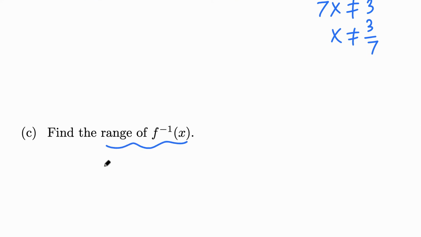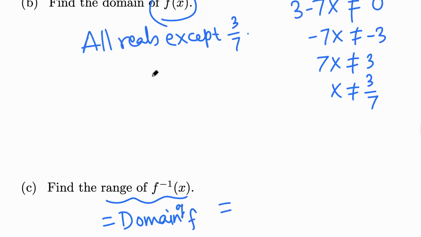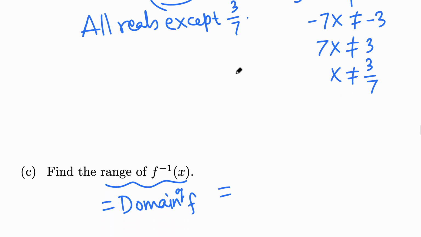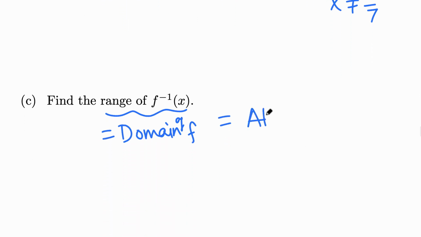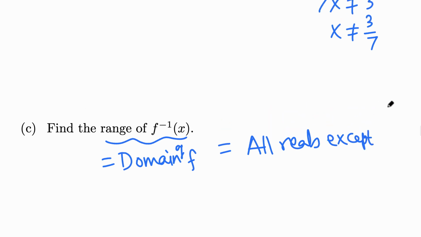The range of f inverse is the same as the domain of f, and we just found the domain of f, which is all reals except 3 over 7. So all reals except 3 over 7.